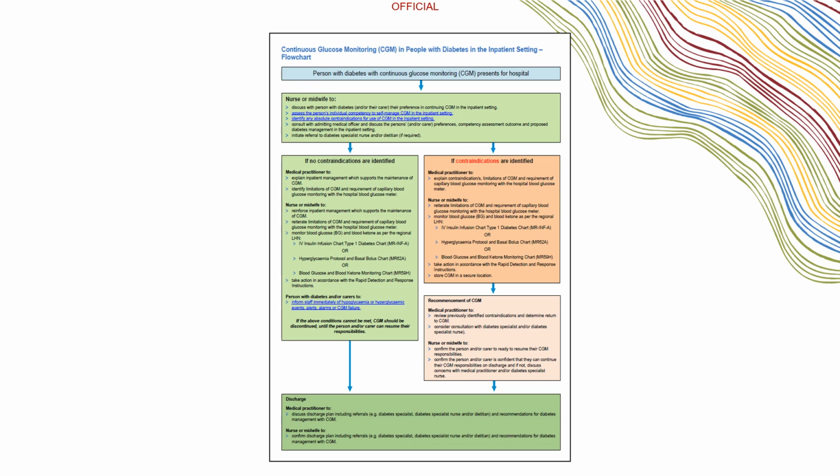The flowchart offered in this revised protocol provides a pathway for you to use from when the person with diabetes using CGM is admitted right through to discharge. It provides key information on the roles and responsibilities of the medical officer, nurse, midwife, and person with diabetes or their parent or carer.